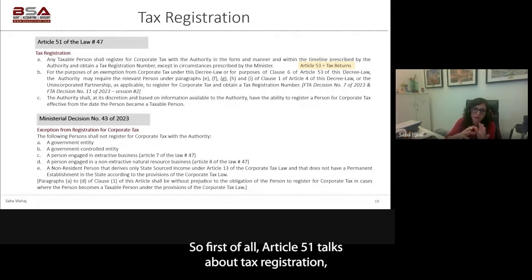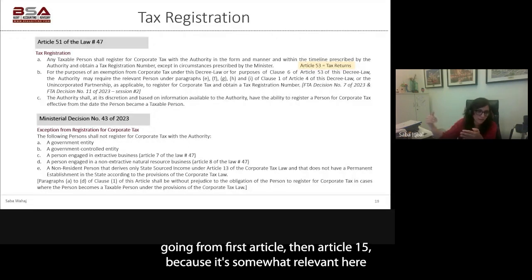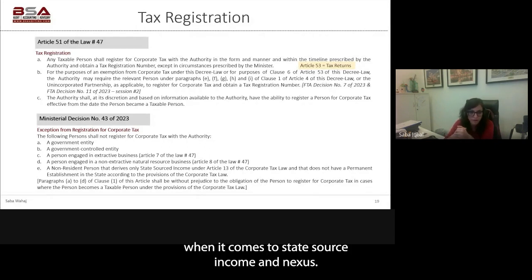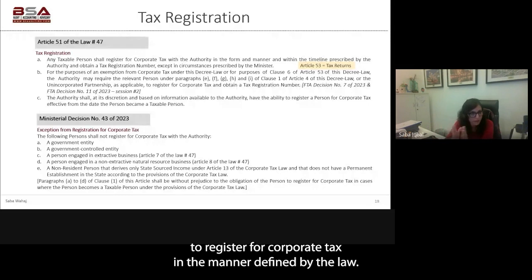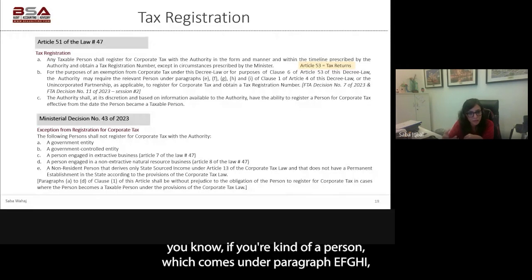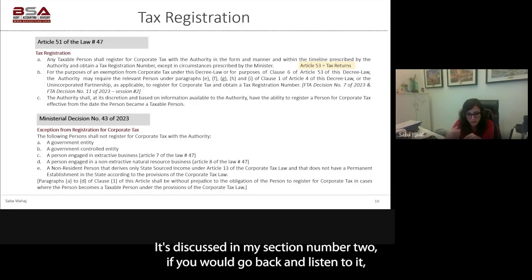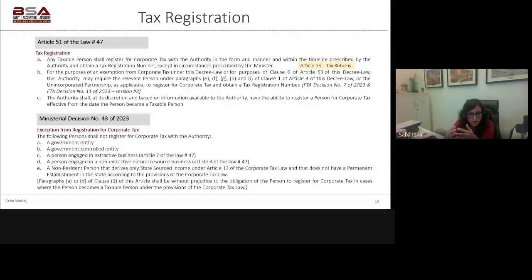So first of all, Article 51 talks about tax registration. Why are we not following the same trail of going from the first article until Article 15? Because it's relevant here when it comes to state source income and nexus, so it's good to discuss it here. Article 51 says that if you are a taxable person, you will be required to register for corporate tax in the manner defined by the law. And point B says that if you are a person who comes under paragraphs E, F, G, H, I of Article 4 of the law, we have discussed it in my session number 2. If you go back and listen to it, you will connect it.